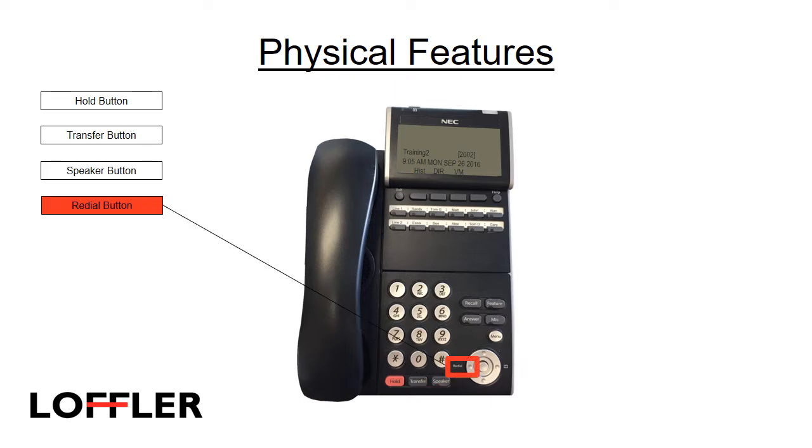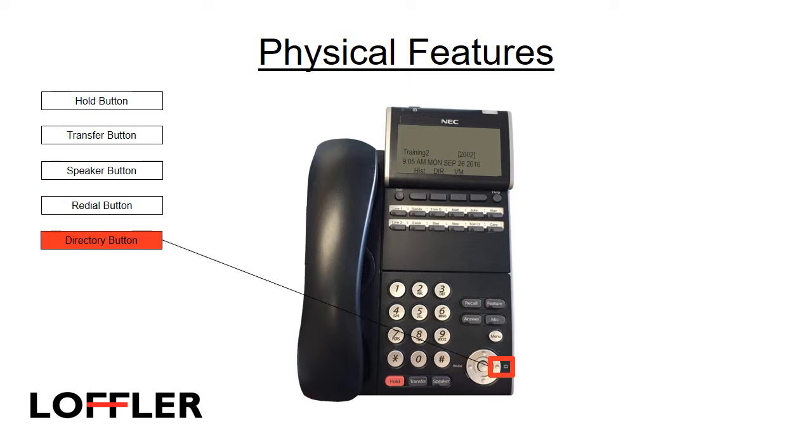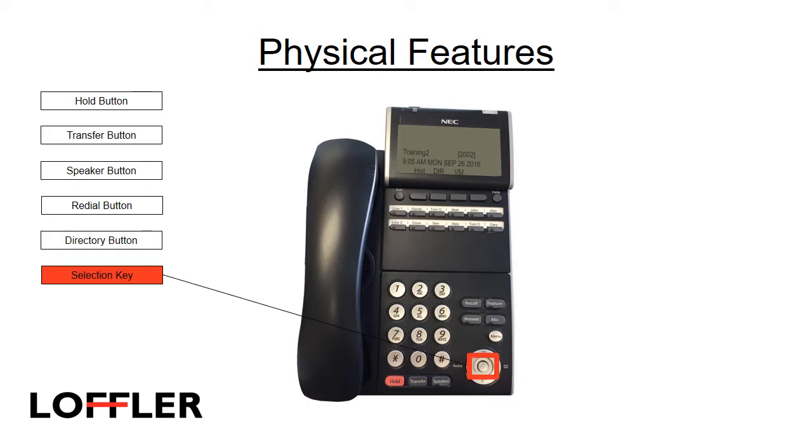To redial the last person that you made a call out to, press the redial button on the navigational key. Scroll back through the numbers that have been dialed. When the desired number is displayed, press star or pound to activate dialing. The directory button is like a phone book of everyone in your company. The selection key is located in the middle of the navigational key. It is a way to press enter on your phone.